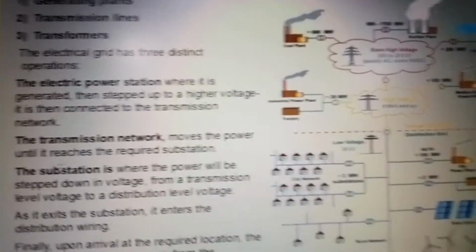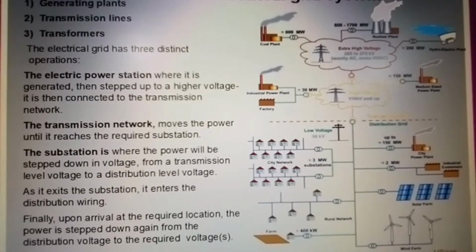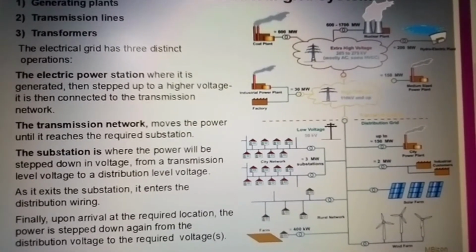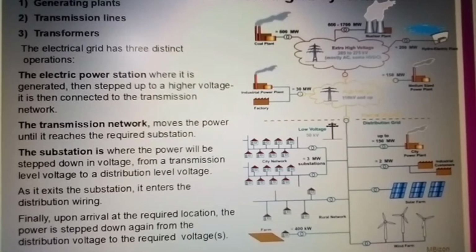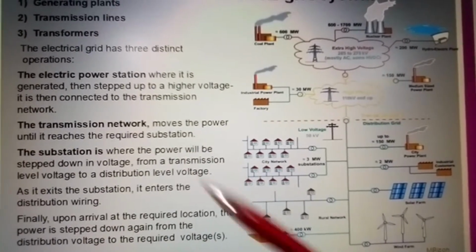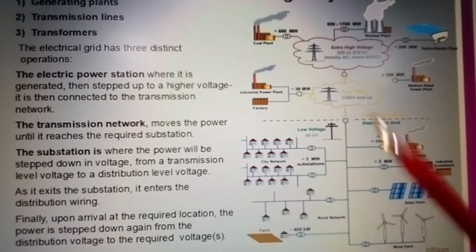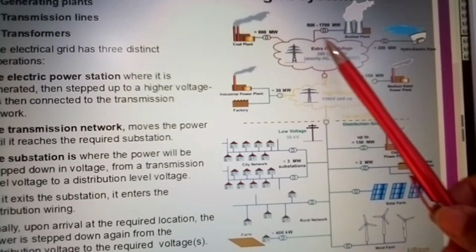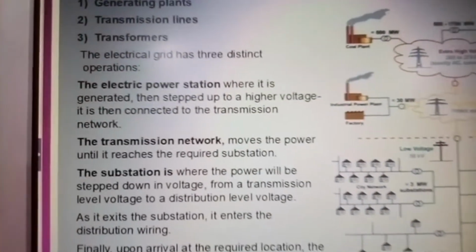Now here we have, let me pan out for a bit, make sure I get everything in frame. Here we have an electrical grid consisting of generating plants, transmission lines, and transformers. The electrical grid has three distinct operations, and this is where I am reading from. And you can see here how this principle is applied. I will get close into that for a little bit, but let's get into the text first.